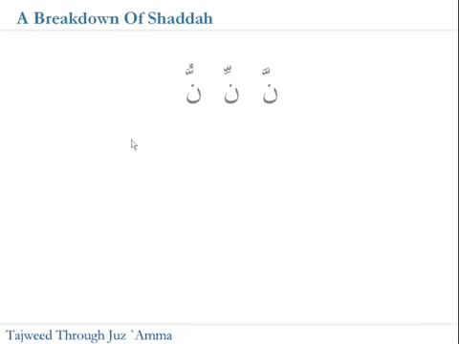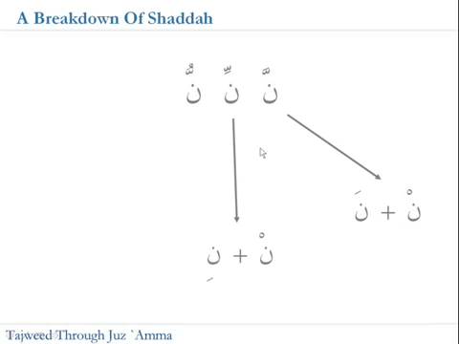So we're going to do a breakdown of the shadda just to explain what's really going on. When you have a noon with a shadda and a fatha, this is actually equivalent to having a noon which is sakin plus a noon with a fatha. When we have a noon with the shadda and a kasra, it's equivalent to having a noon with a sakin followed by a noon with a kasra. And when we have the noon with the shadda and the dhamma, we have the equivalent of a noon which is sakin followed by a noon which has a dhamma.